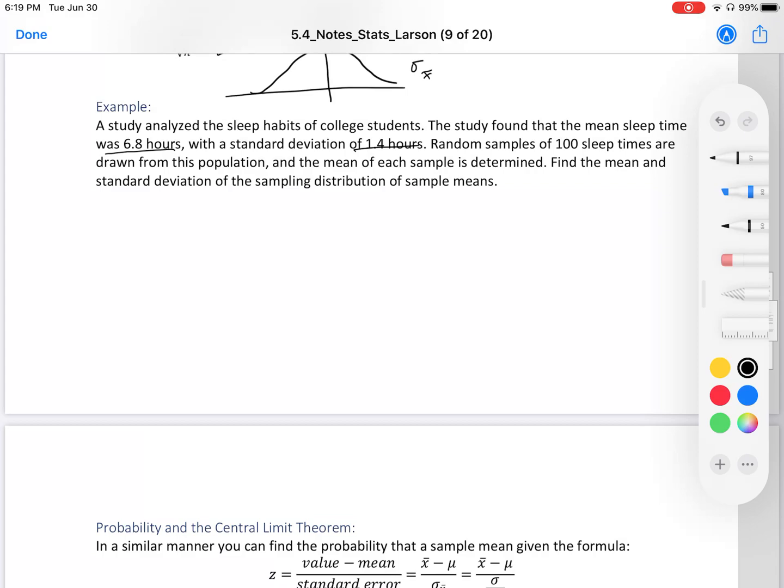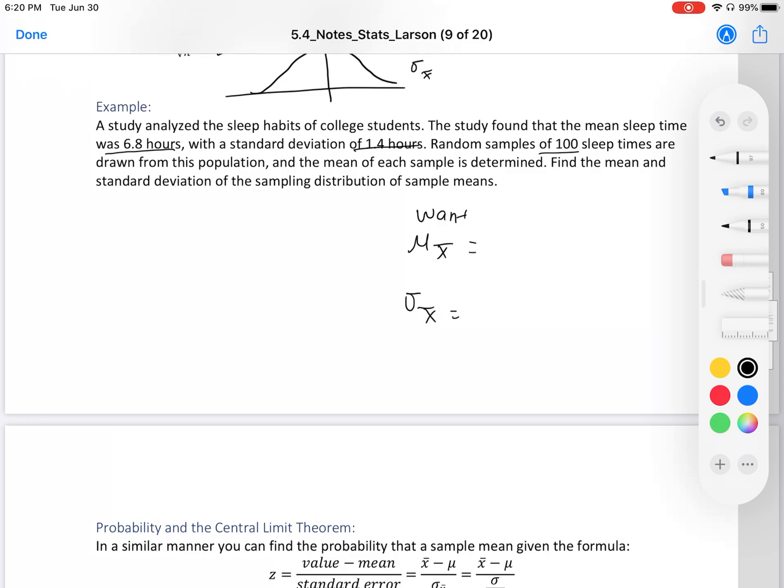Random samples of 100 sleep times are drawn from this population, and the mean of each sample is determined. Find the mean and the standard deviation of the sampling distribution of sample means. All right, so we want to find our mean from our sample means. We also want the standard deviation of our sample means.